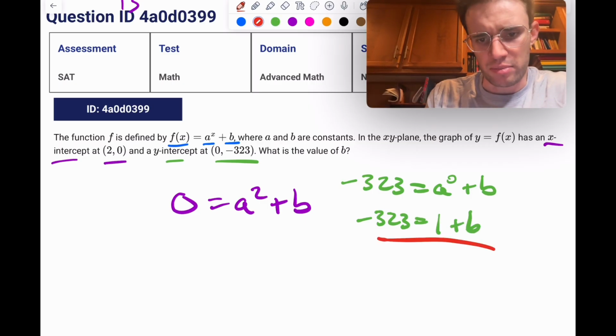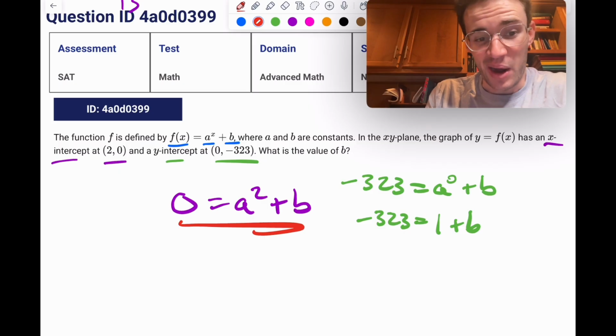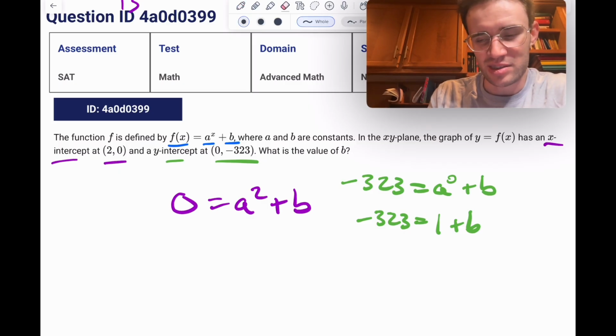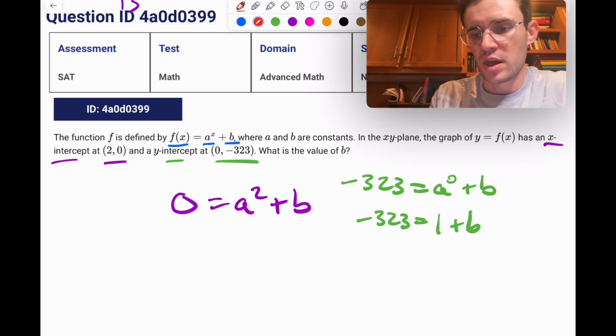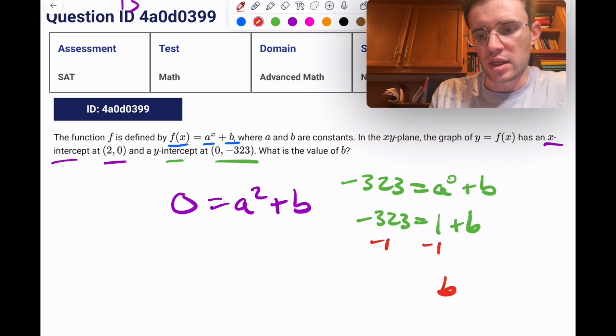So that's the only thing you need to find b. I guess this is just kind of a red herring that they gave you the x-intercept. Or, there's probably a way that you could use it as well. But we just subtract 1 from both sides. Get that b is equal to negative 324.